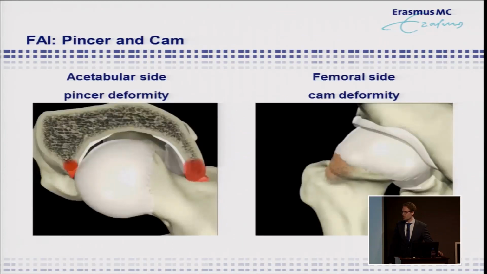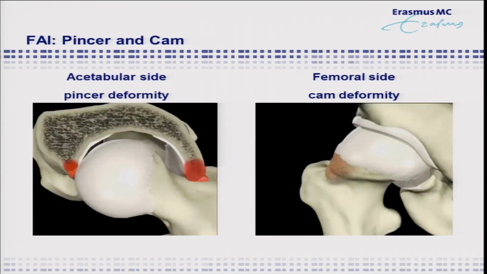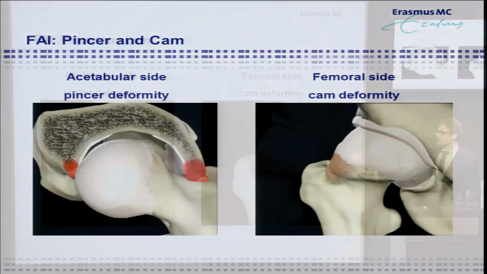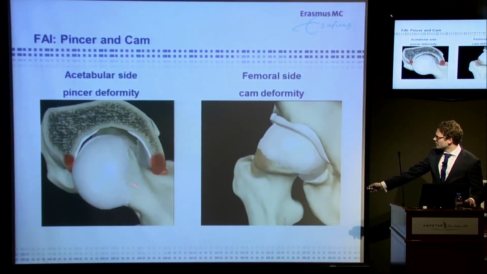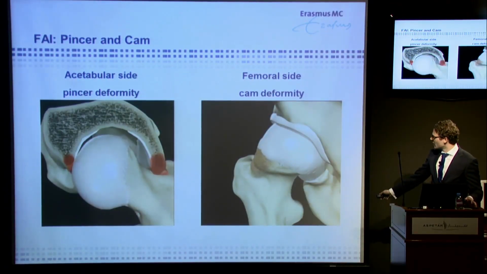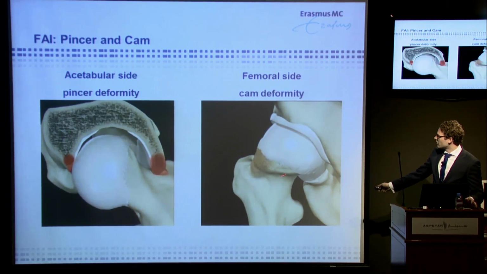But as this is a rather theoretical definition, I will show you some more examples with some figures. The morphological abnormalities can be located either on the acetabular side or the femoral side. When it's located on the acetabular side, like here, we call it the pincer deformity. And when the abnormality is located on the femoral side, we call it a cam deformity.